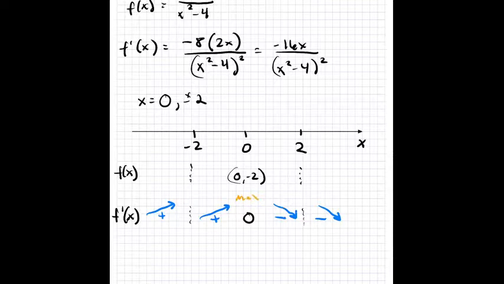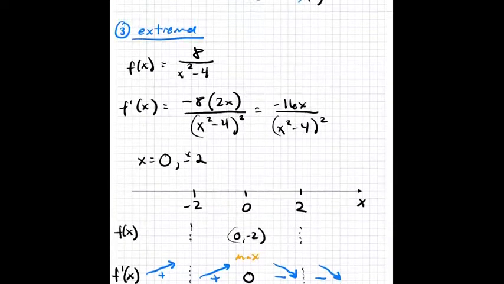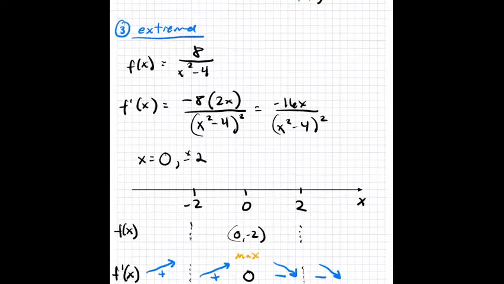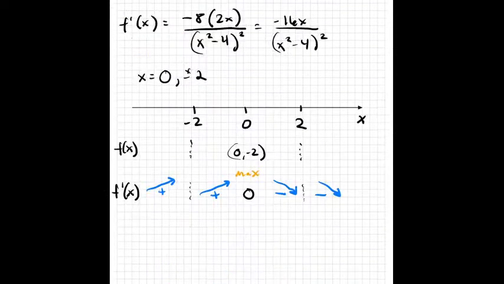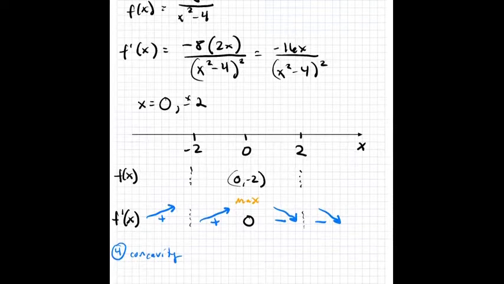Okay. We need to also look at the second derivative. That's going to tell us about, I'll just say, concavity. So I'm going to say number 4 is concavity. Okay. So we want to look at the second derivative. Let's add a page.